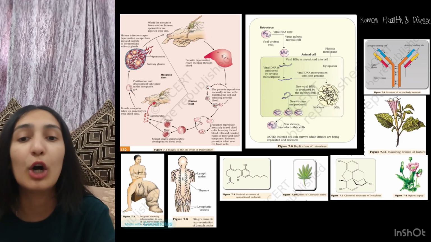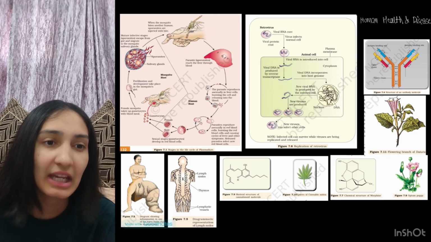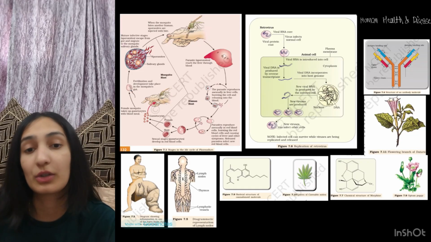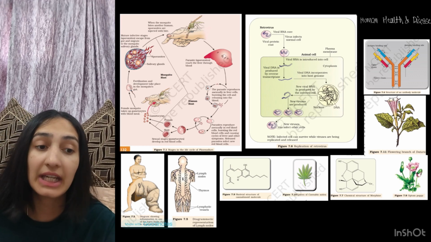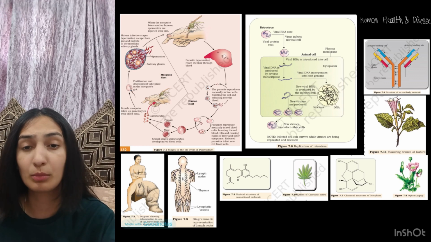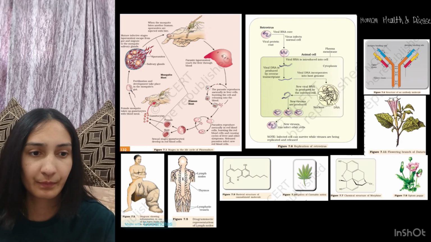You need to know how many light chains and how many heavy chains are present and where the antigen binding site is. Okay. Next, figure 7.11 is the flowering branch of Datura. 7.8 is opium poppy. They can just give you these diagrams and you might have to identify them.